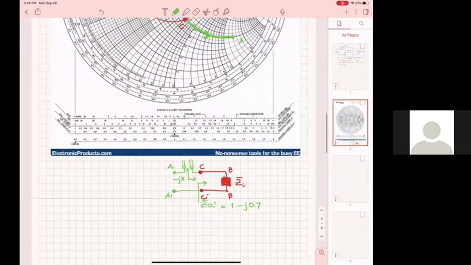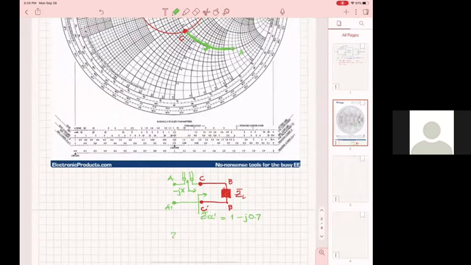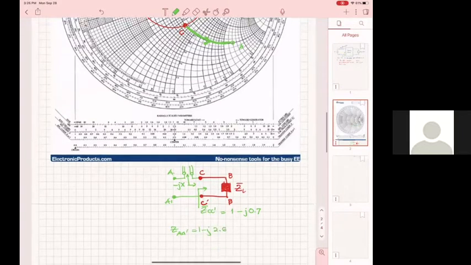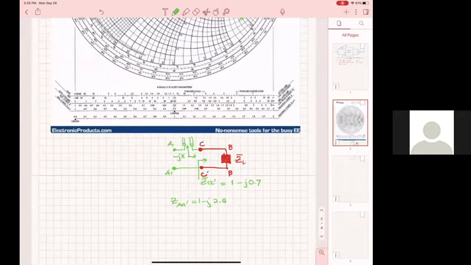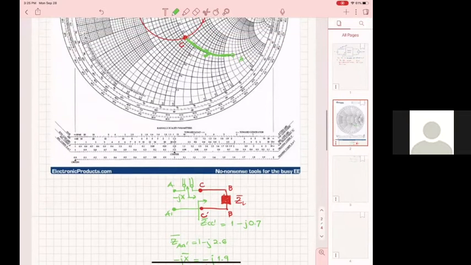And to be able to go to A, where Z sub A prime is 1 minus J2.6, I need to add more reactance, to put more negative reactance. So practically, I need to add the stub that gives me a minus JX, which is equal to minus J, the difference, like 1.9. Okay?